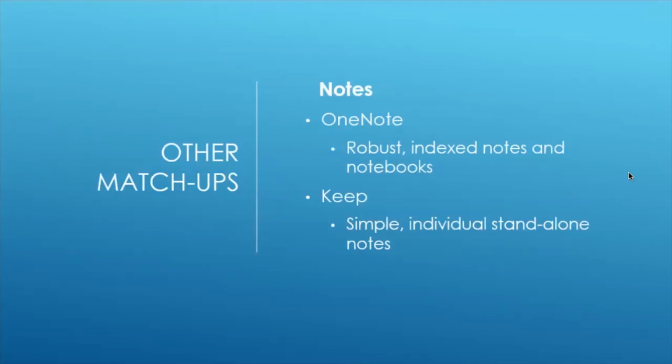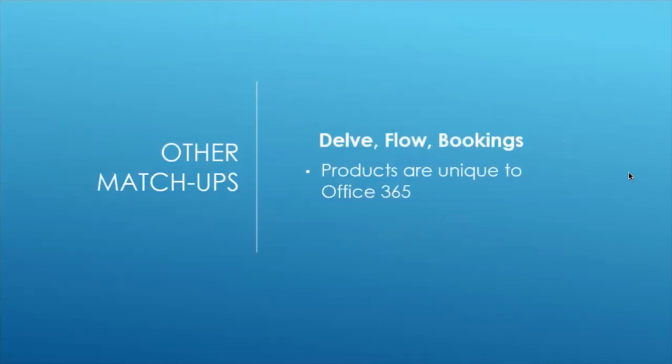So OneNote keeps track of everything, as opposed to Keep, which is cute little Post-it notes that are good for short thoughts, but not nearly as robustly integrated. The other popular products with Microsoft, they're kind of new, upcoming, and people are very, very interested in them, are completely unique to Office 365. We've got Delve, Flow, and Bookings.